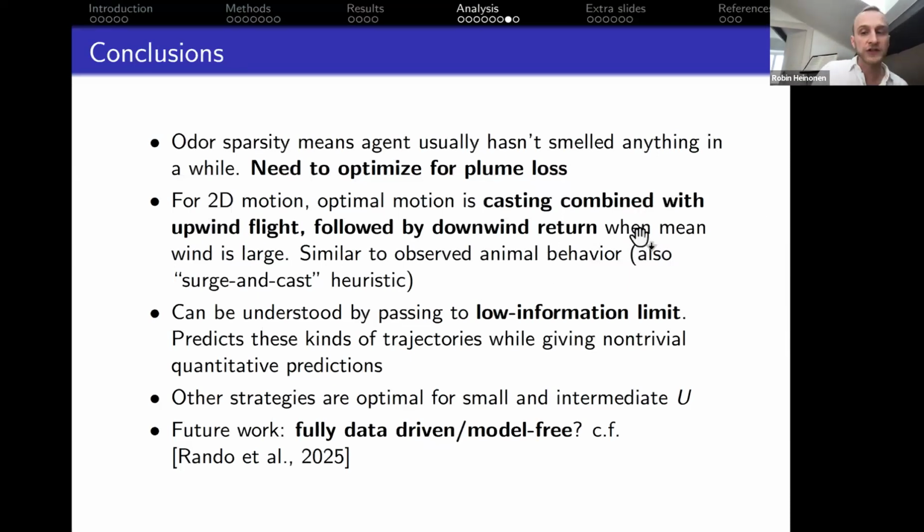It should be noted this is only true when the mean wind is large, which is the most relevant limit for flying insects, but you get other stuff at small and intermediate U.